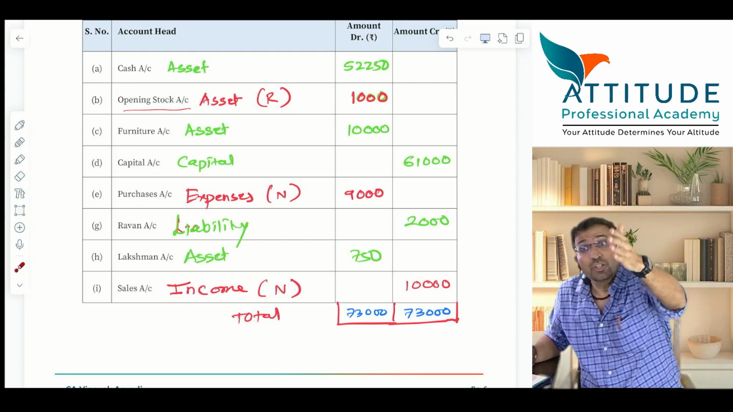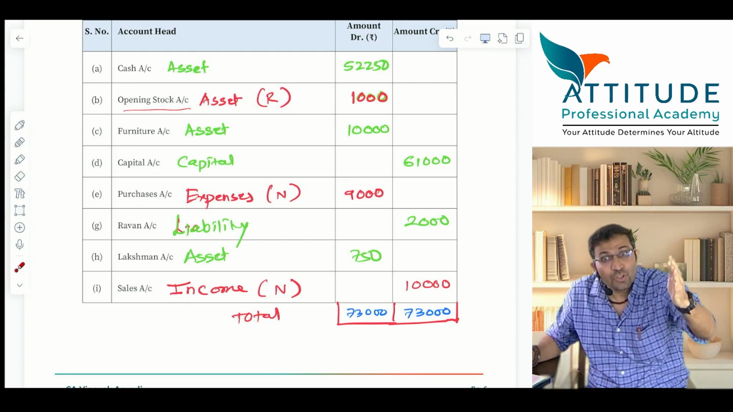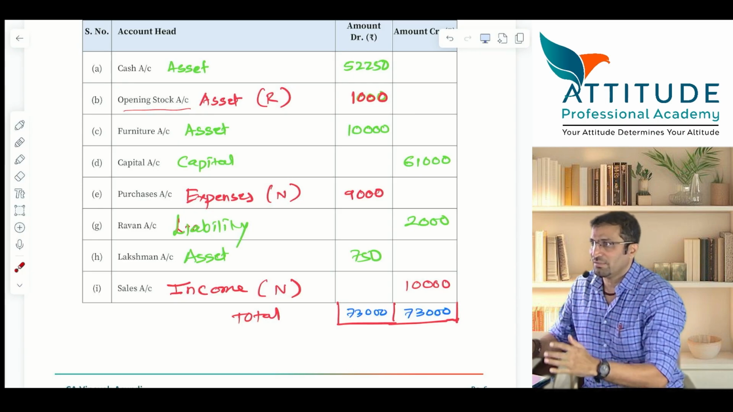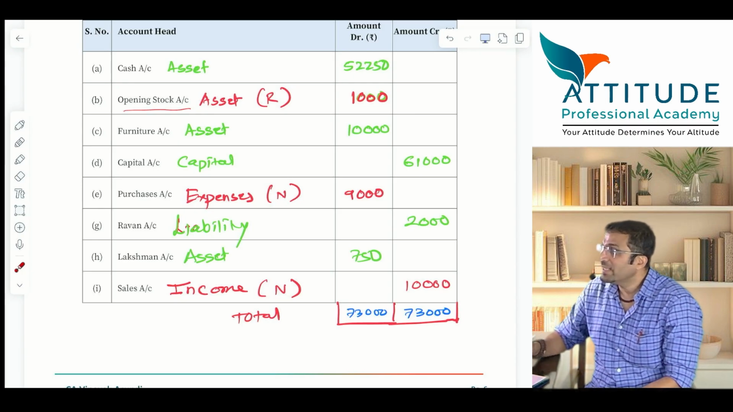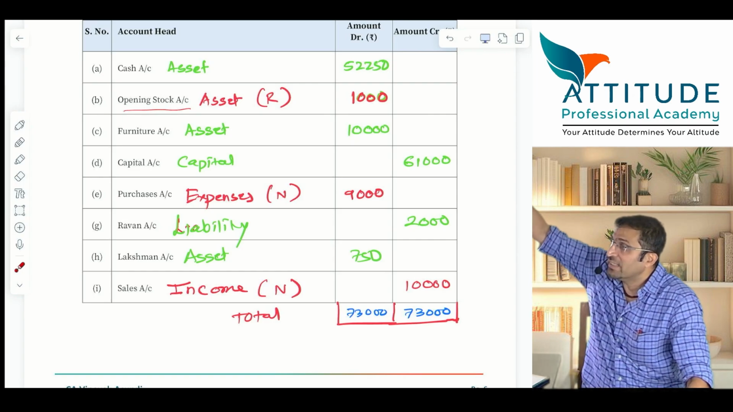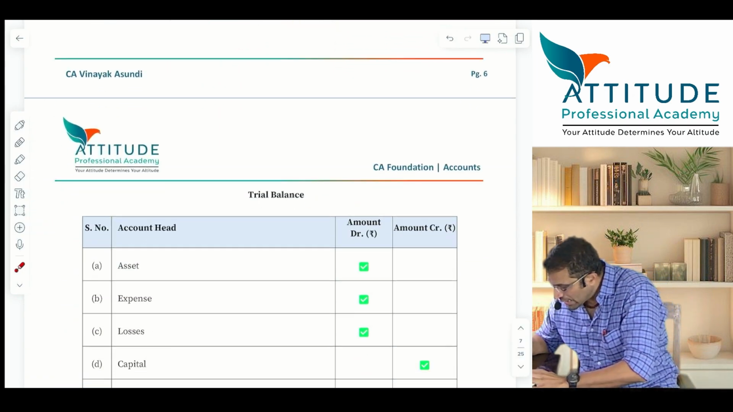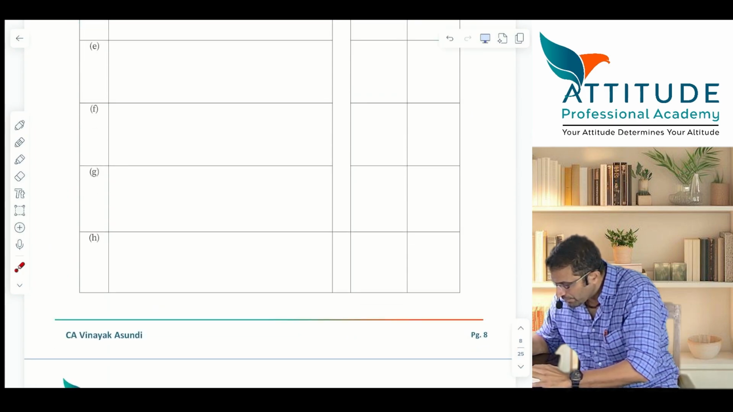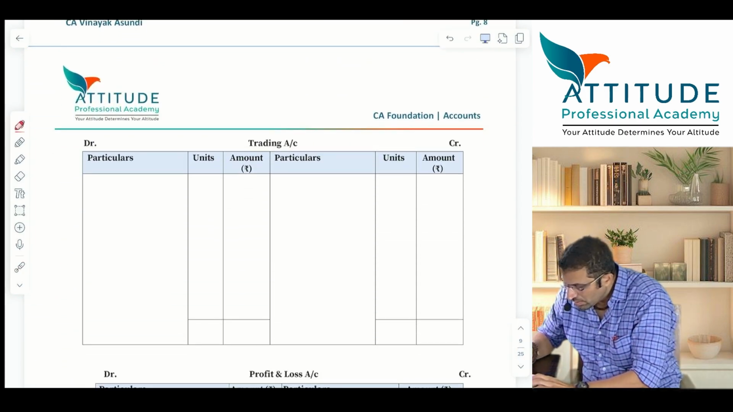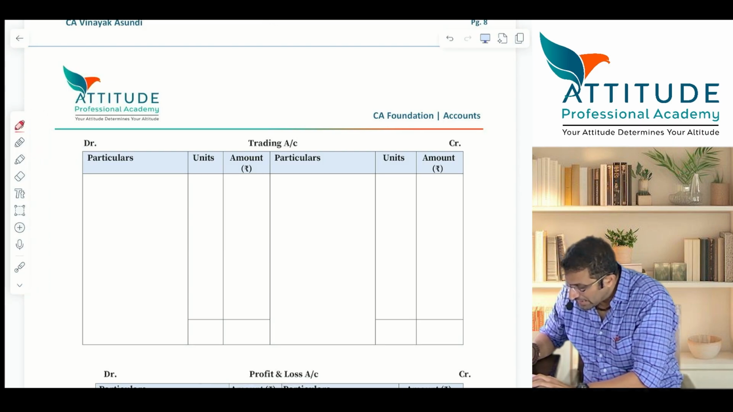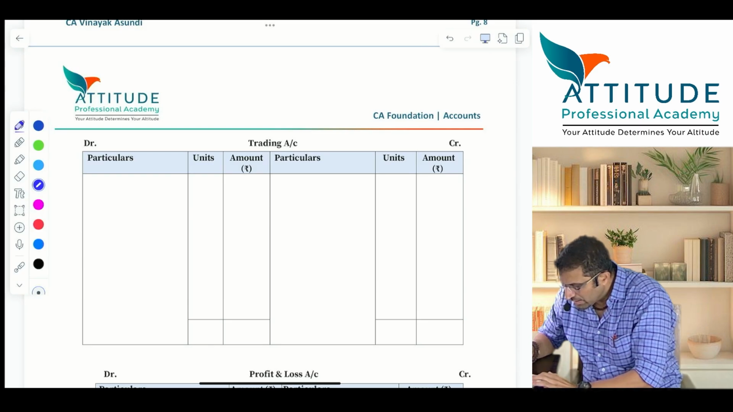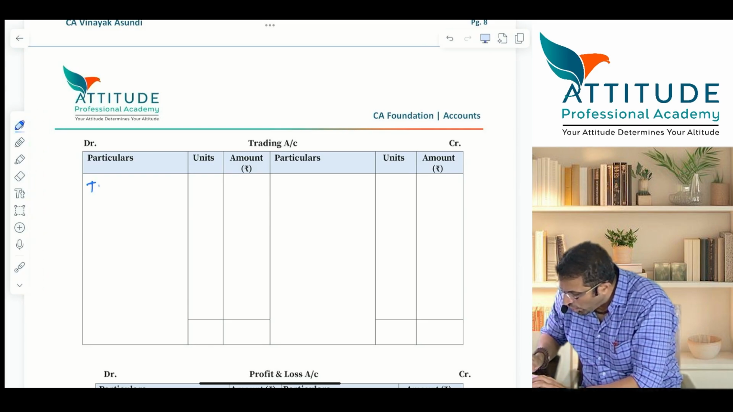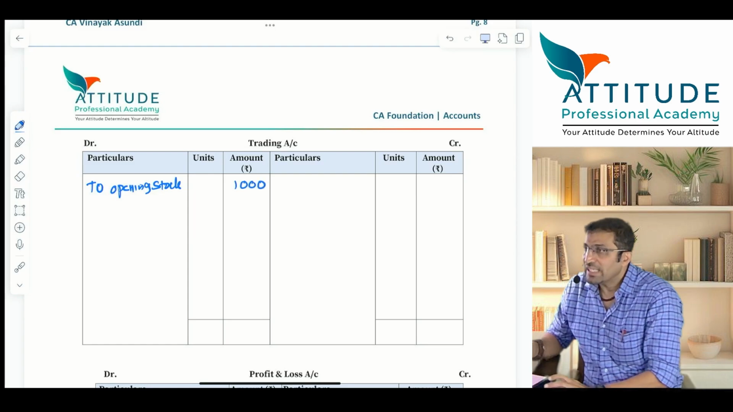Trading account debit to opening stock. This is a closing entry. And this closing entry is passed at the year end. Tell me the entry. Trading account debit to opening stock. How much? In our example, it is 1000.